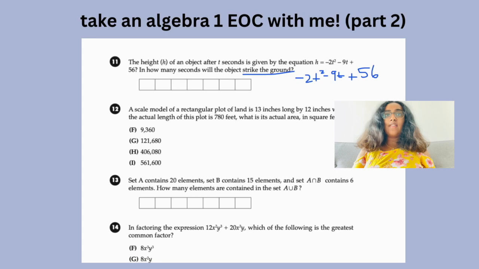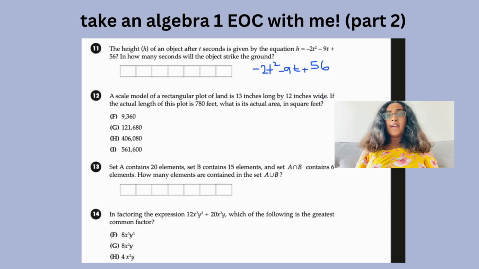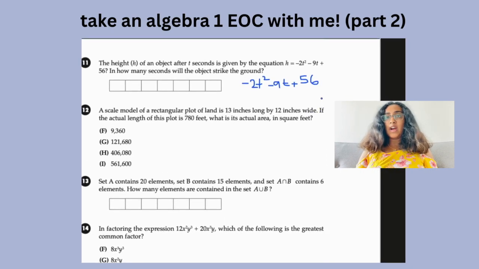Let's start question 11. The height h of an object after t seconds is given by the equation h equals minus 2t squared minus 9t plus 56. In how many seconds will the object strike the ground? This means that you have to find the y-intercept. No, you need to find the x-intercepts of this. And we can just do that right here. 2t squared. There are several ways that we can solve this. A way that I will always turn to is the quadratic formula.